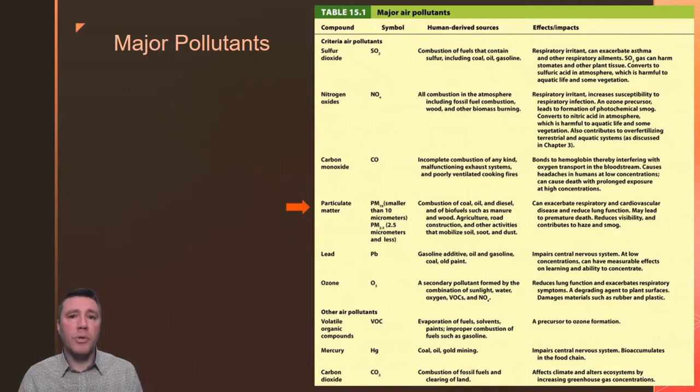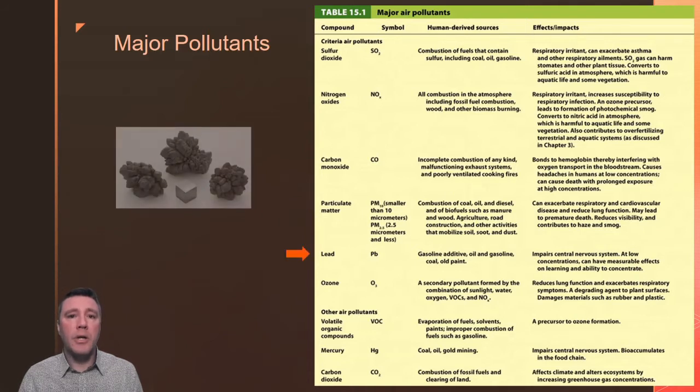Particulate matter is the result of combustion as well as activities that kick up dust and other particles into the air. Not only does it reduce visibility in the air, it can also make respiratory and cardiovascular disease worse. We'll take a look at particulate matter in a bit more detail in a few moments.